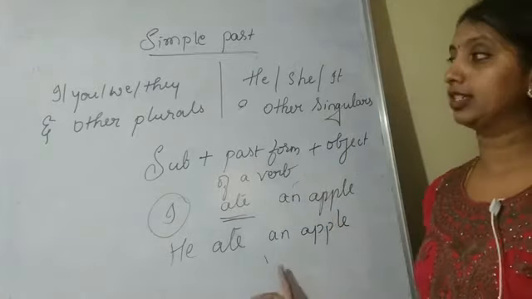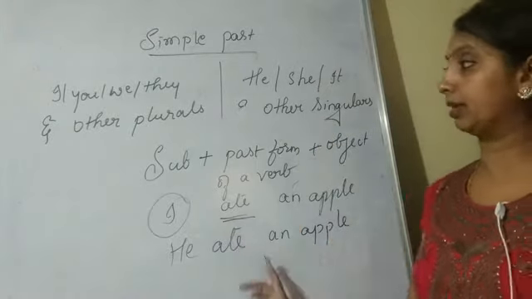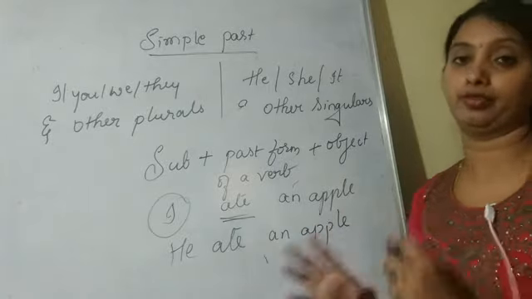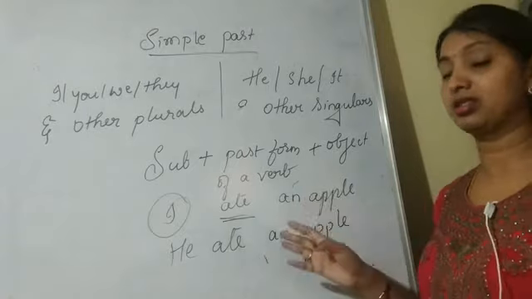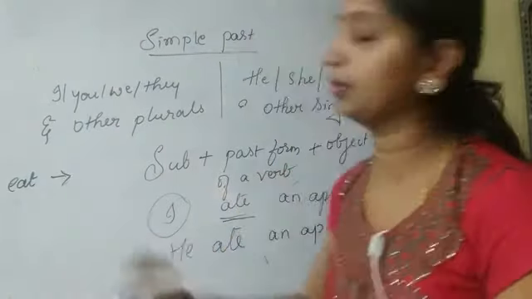My friend ate an apple. My friends ate an apple. My father ate an apple. My parents ate an apple. So, we don't have any confusions. But as I said, you should know the past tense of some verbs. So, if I say eat, what is the past tense of eat?